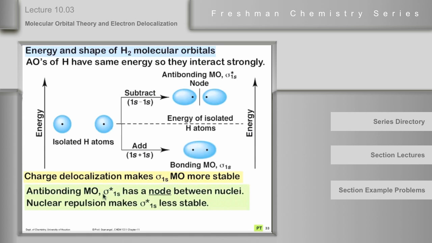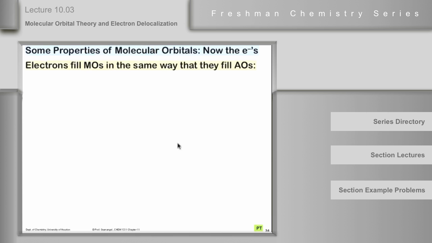The antibonding molecular orbital, having a node between the nuclei, causes nuclear repulsion, and it makes a sigma star 1s less stable. So bonding molecular orbital, more stable, lower energy. Antibonding, unstable by comparison, less stable at least. Okay, now that we have the molecular orbitals, I'm ready to put them into the diagram. The electrons.